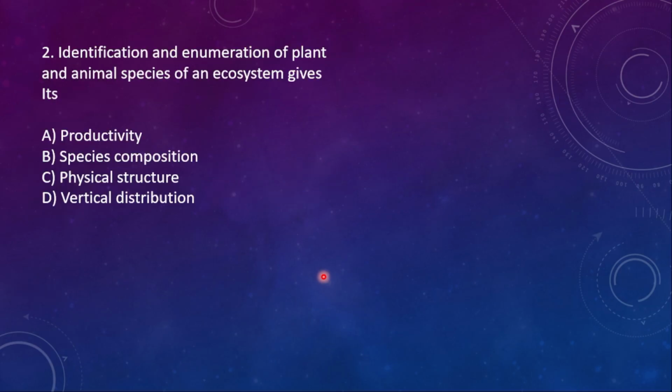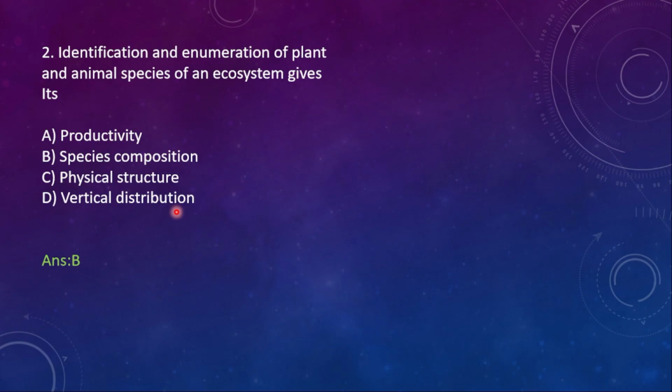Next, question number 2: identification and enumeration of plant and animal species of an ecosystem gives its A. productivity, B. species composition, C. physical structure, and D. vertical distribution. So here the correct answer is option B, species composition.